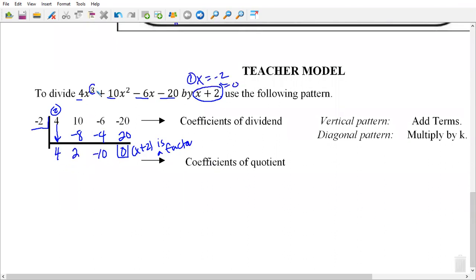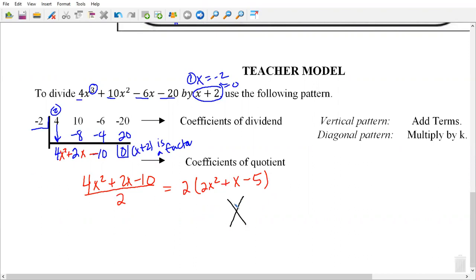So again, we started off as x cubed. Now we're going to become 4x squared plus 2x minus 10. And I'm now going to factor this. So I have 4x squared plus 2x minus 10. I can factor out a 2 from each one. That leaves me with 2 times 2x squared plus x minus 5. And I'm done factoring because there is nothing that multiplies to give me -10 but adds to give me 1.